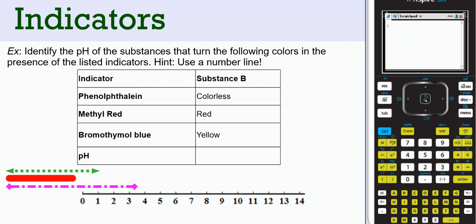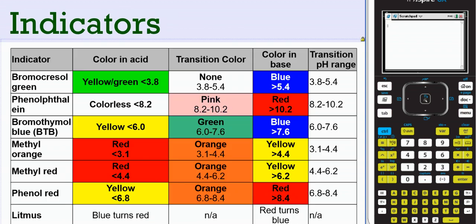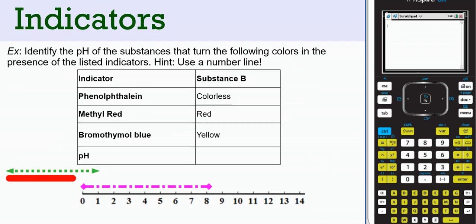Identify the pH of the substances based on these values. We have phenolphthalein is colorless again, so we can just drag that into place. Less than 8.2. And then methyl red is red. Let's see what that means. Methyl red is red at a pH of less than 4.4.